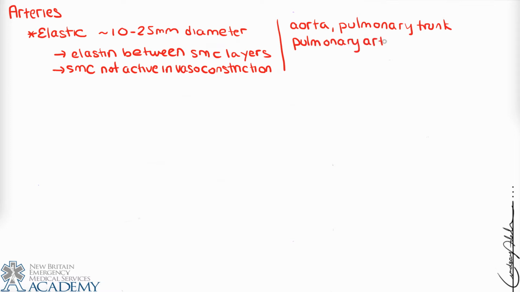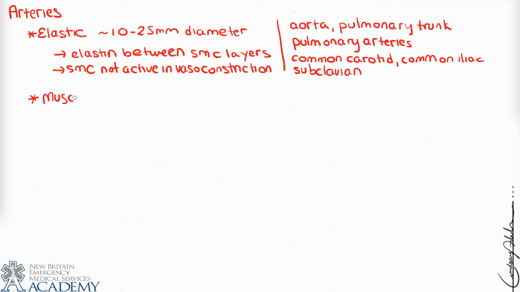Now, the common examples of elastic arteries will be the aorta, the pulmonary trunk, pulmonary arteries, and then some other ones that I don't think is necessary to memorize, but you could certainly view in a book. Common carotid, the common iliac, and subclavian arteries.